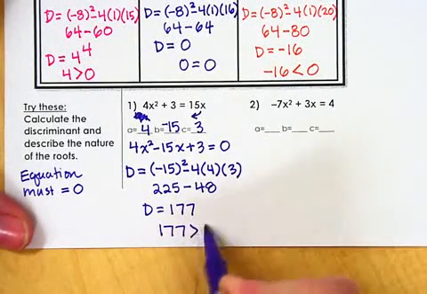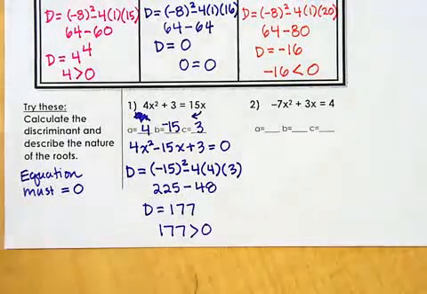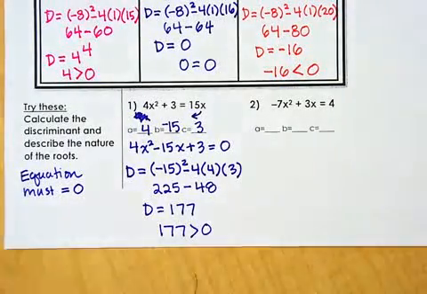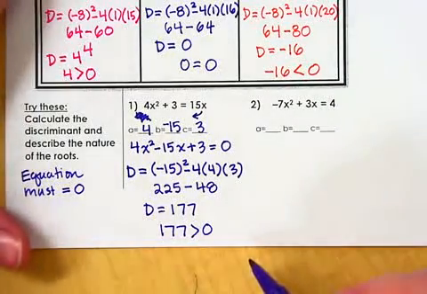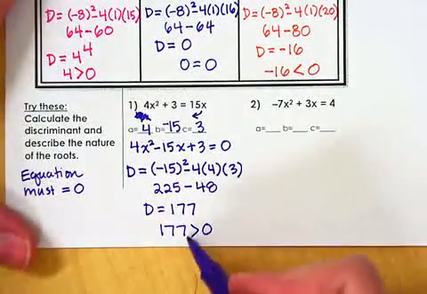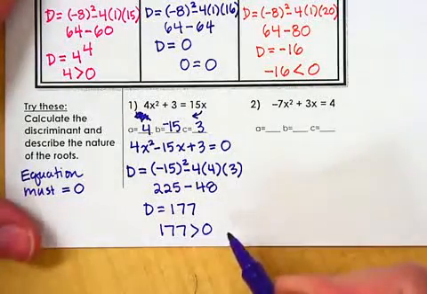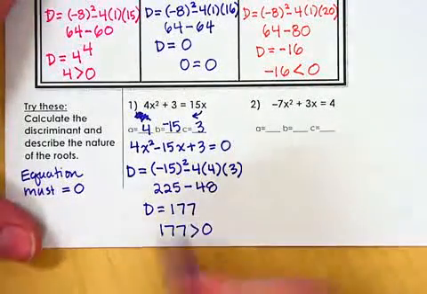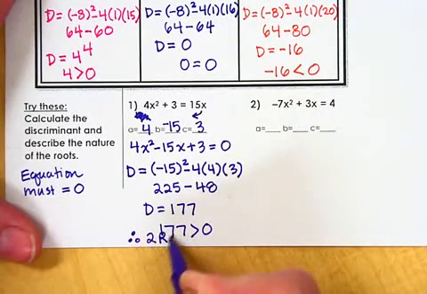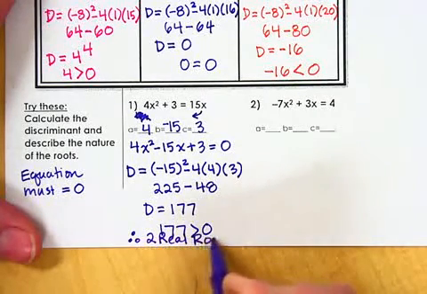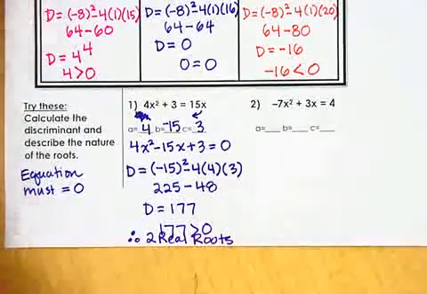177 is greater than 0. So that tells me that since D is greater than 0, there have to be 2 real roots. Therefore, 2 real roots. That's the nature of the roots.